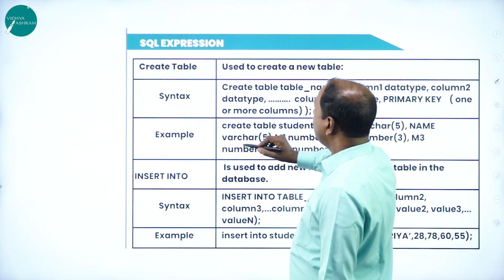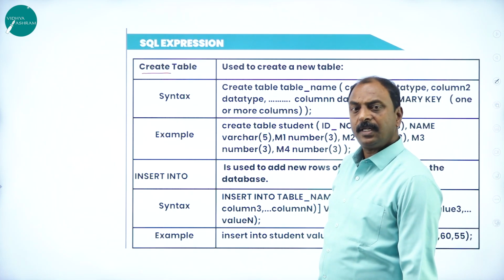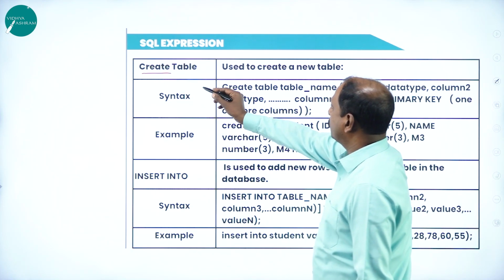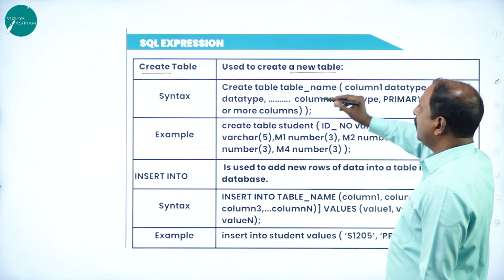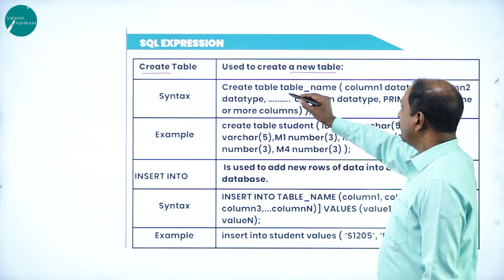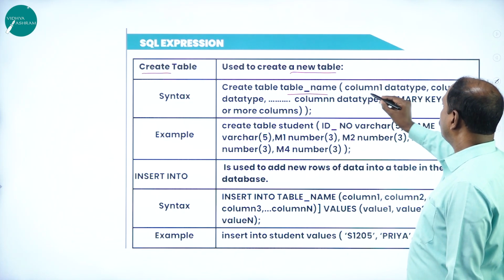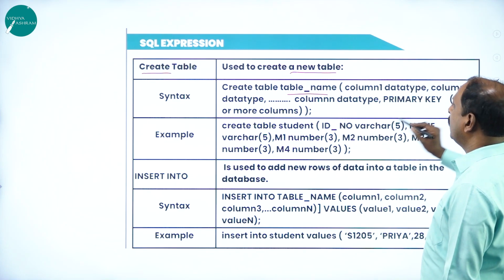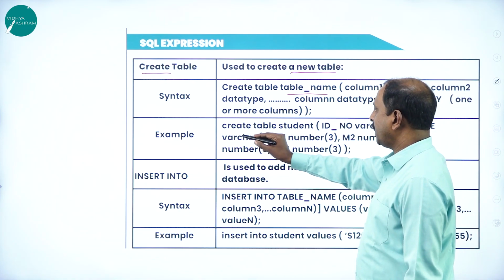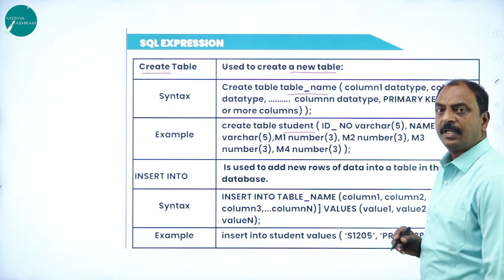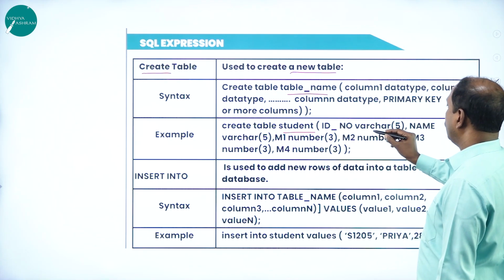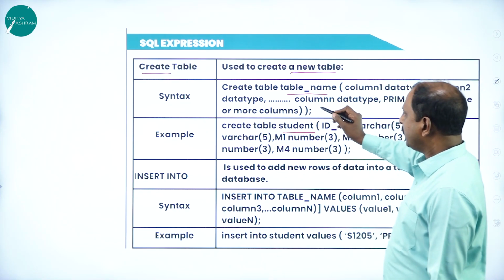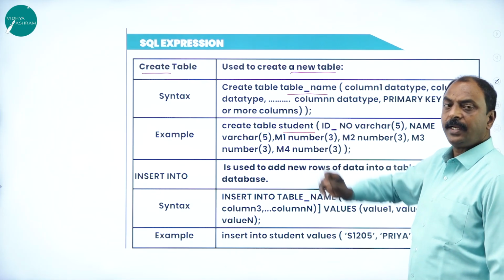This is create table, which you have seen under DDL commands, or data definition language commands. Under that, the first one is create. The create command is used to create a new table, and the syntax is create table, table name, and then column 1 and data type, comma, column 2 and data type, and so on. This is an example: create table student, where the name of the table is student, and these are the fields of the particular table. That is the syntax and an example for the create command.